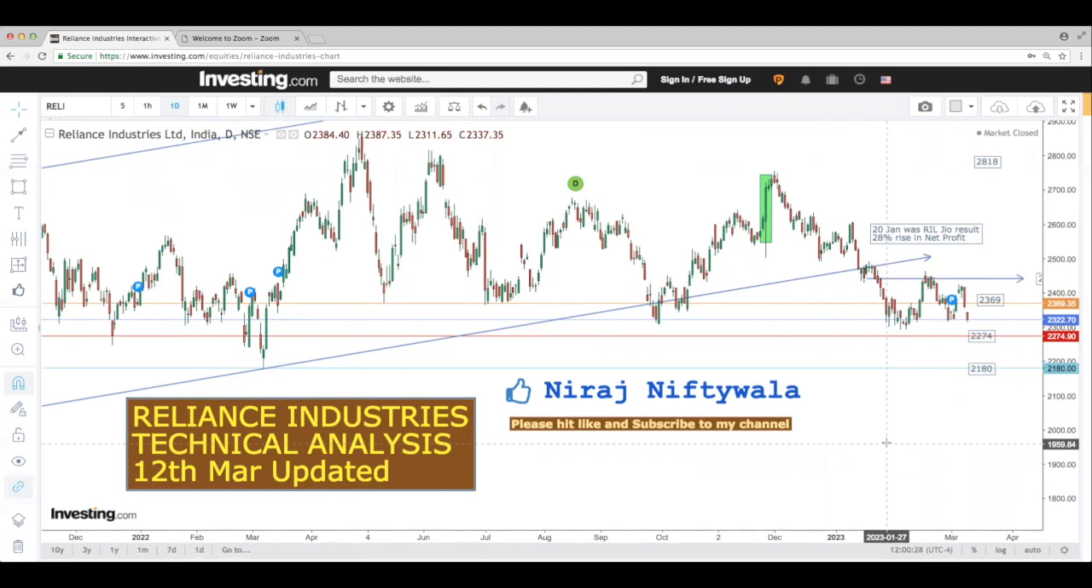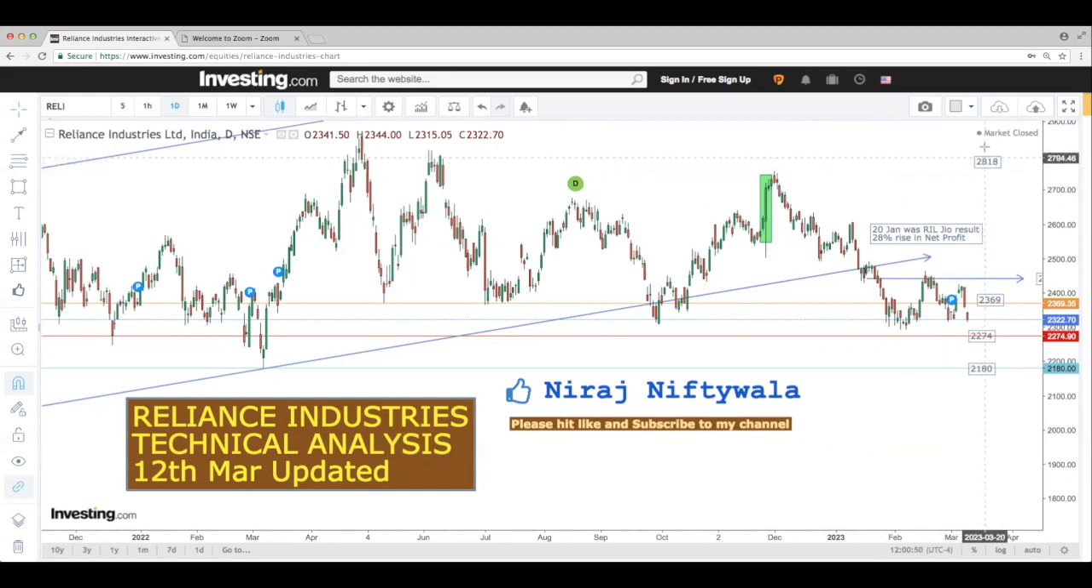And I have also mentioned in this chart that on 20th Jan, RIL result was out, which was 28% rise in the net profit. I had also mentioned this in my previous video, and I had mentioned a few levels in that video. So the levels which I had given was that Reliance is hovering in the range of 2818, which it is not able to break out.